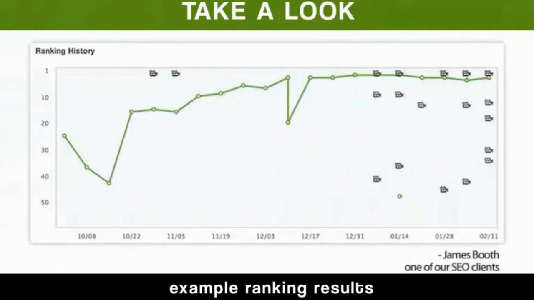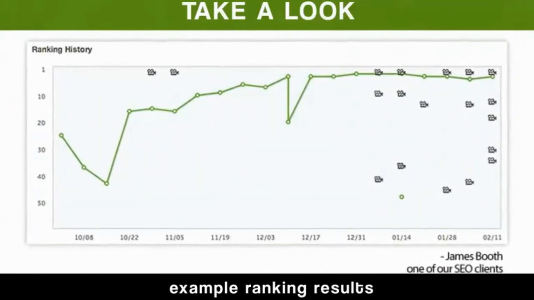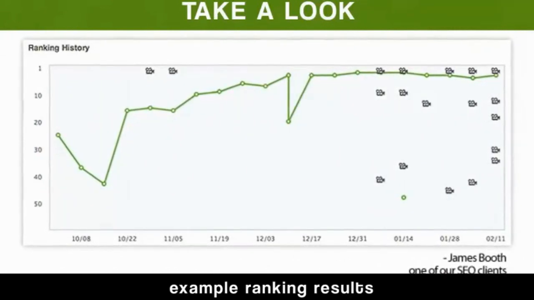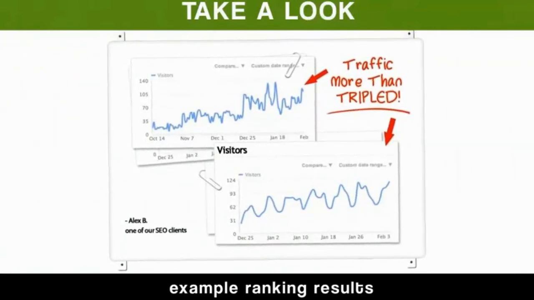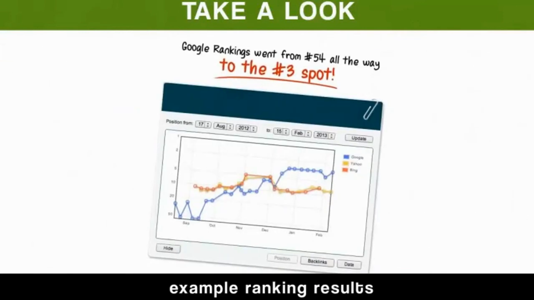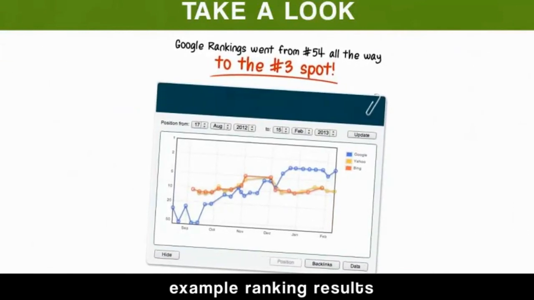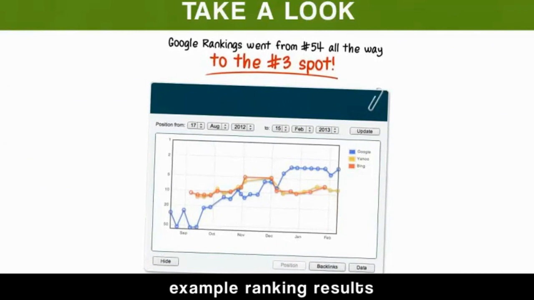And here's one from James, who went from practically nowhere on Google all the way up to number three. Alex has more than tripled his amount of traffic from his increased rankings. And here's one where the Google rankings went from number 54 all the way to the number three spot.